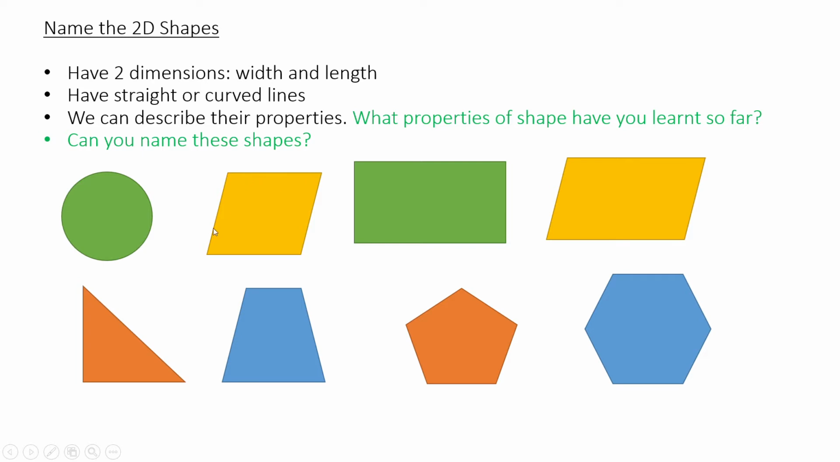Some of the properties of these shapes we can see are corners or vertices and how many edges they have. Okay, so let's see if you've got the names of the shapes right. We've got the circle, we have got a rhombus. A rhombus is similar to a parallelogram. The key difference here, I wonder if you recognise this, just see if you can notice the difference.